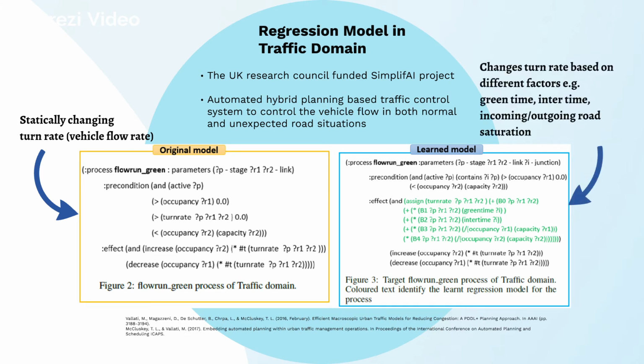The learned regression model of flow run green process changes the turn rate value based on different learning factors such as green time, enter time, incoming or outgoing road saturation.